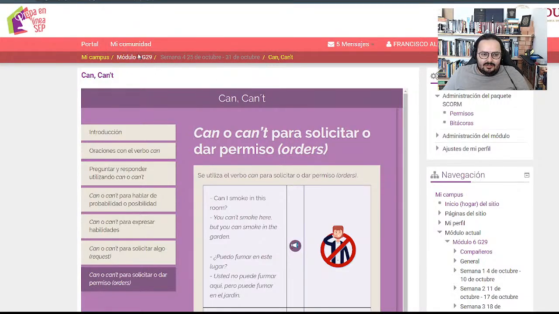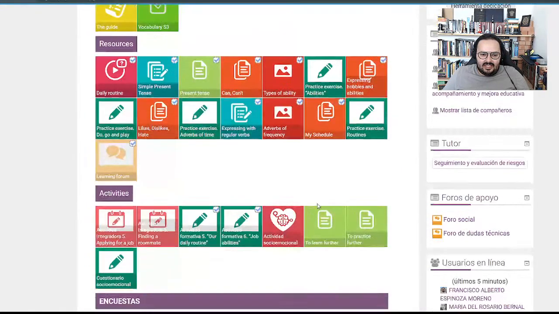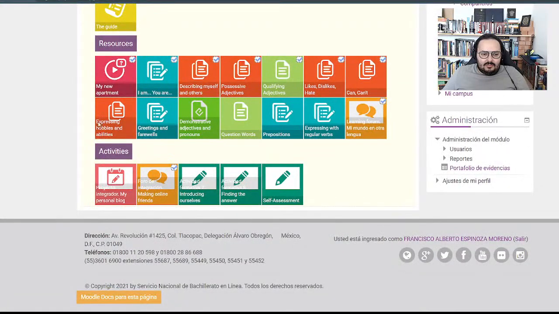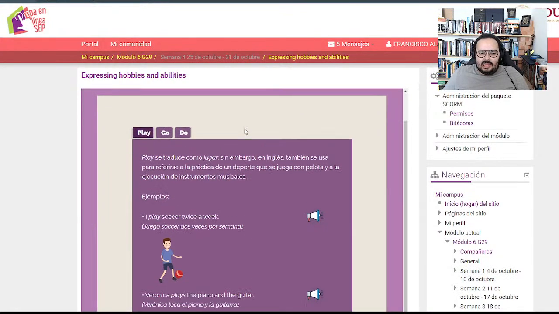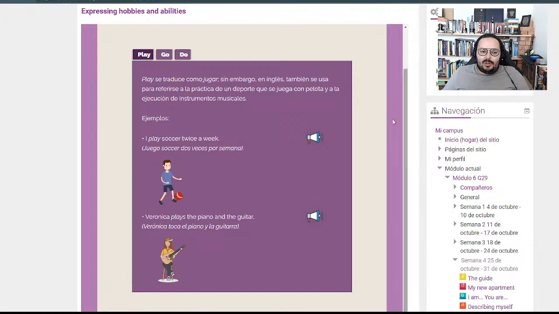And that's it for the verb can and can't. Now, expressing hobbies and abilities. This is important because you have to talk about what you do. And remember, we use play in order to say that we jugamos, but in English it is always used to say that we can tocar un instrumento, we can play an instrument.